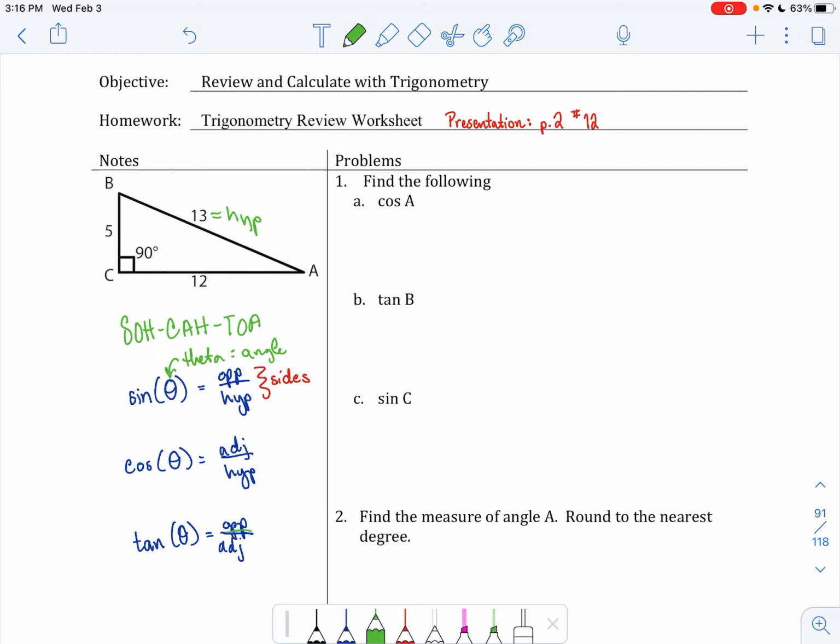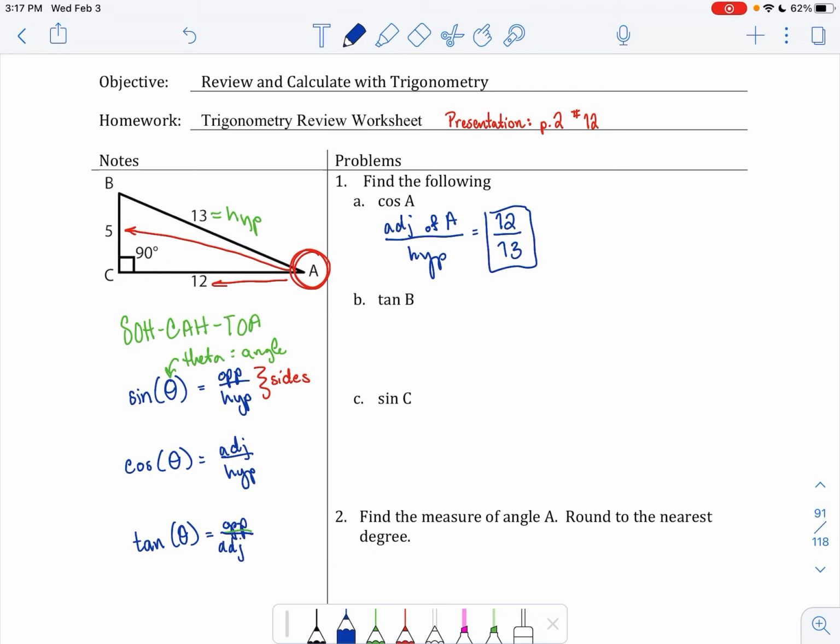In number 1, it just says find the following. What is the cosine of A? If A is our angle, we're talking about this angle here. That means that 5 is the opposite because it goes straight across, and 12 is the adjacent because it's next to it. There's nothing in the way of it. So in this case, cosine of A is the adjacent side of A over the hypotenuse, which is always going to be the same no matter what angle you're looking at. The adjacent of A is 12, and the hypotenuse is 13. That's the cosine of A.